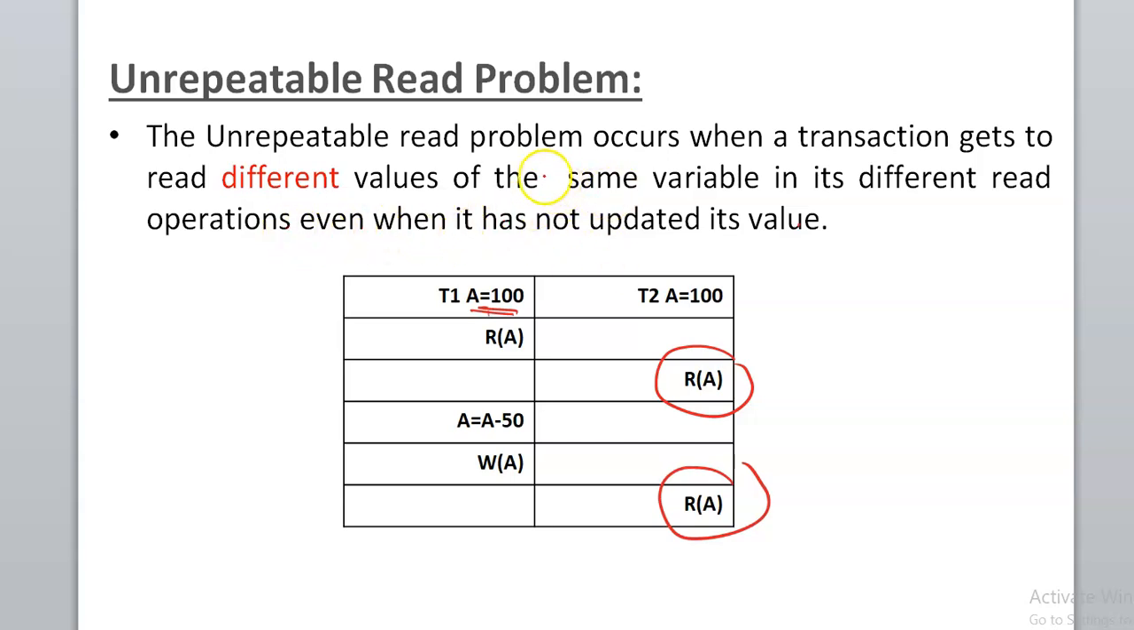So the statement is telling you that the unrepeatable read problem occurs when the transaction gets to read different values of the same variable, which is A, in its different read operations, even when it has not updated its value. We cannot see any operations here in transaction T2, but still two different values are being read by two different read operations. So this is a clear and complete concept of the unrepeatable read problem.